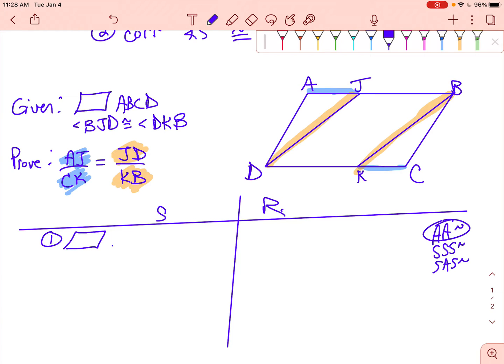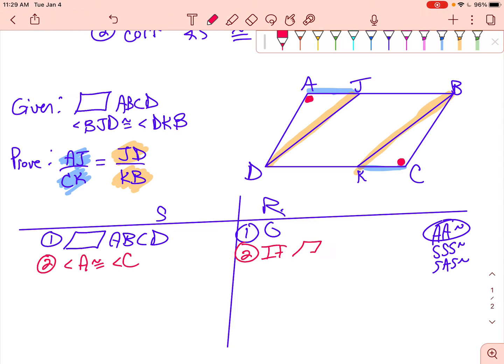So I have parallelogram ABCD. And if I have a parallelogram, I believe it is true that we have opposite angles that are congruent to each other. So therefore, I know that angle A has to be congruent to angle C. If you have a parallelogram, then opposite angles have to be congruent to each other.